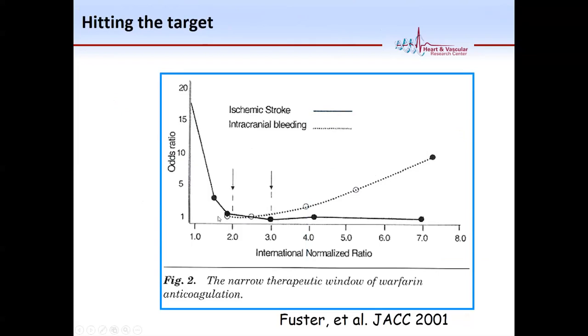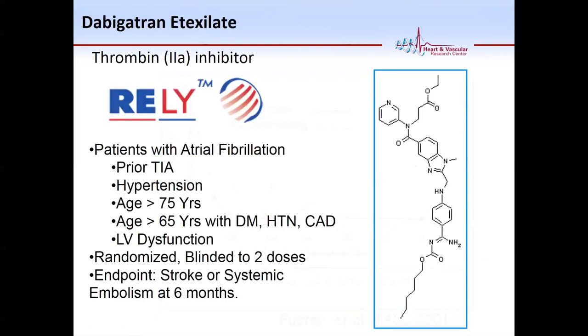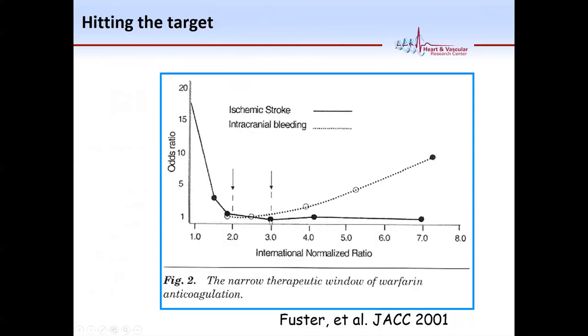You get below 2 and the risk of stroke is high. You get over 3 and it doesn't give you any additional benefit, but your risk of bleeding gets higher and higher. So these patients have to get a lot of blood tests, and some of them end up spending a lot of their time in this target zone between 2 and 3, and it seems almost effortless.